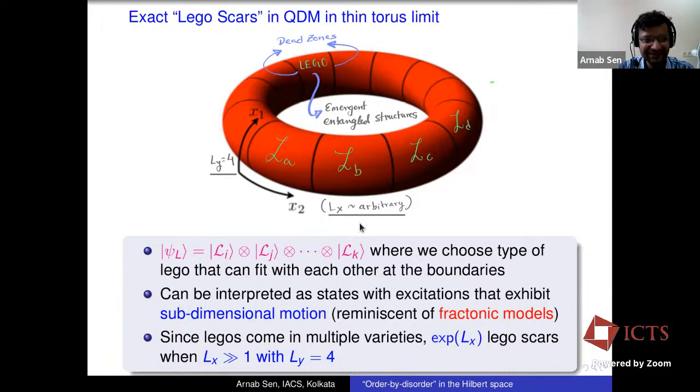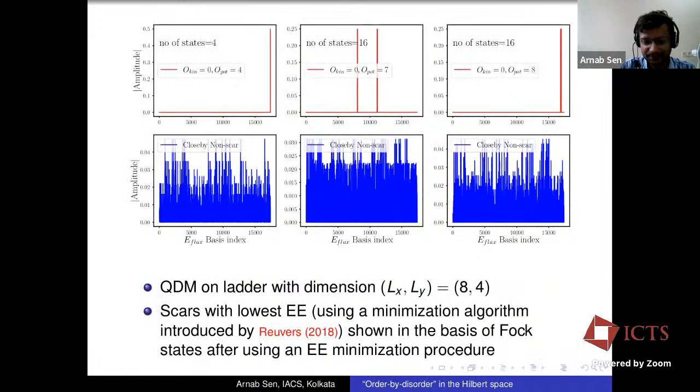And these Lego scars can be interpreted to be states which have excitations that exhibit subdimensional motion. In fact, they have some strong connections to fractonic theories, but I won't have the time to go into that now. What you can further show is that because these Legos come in multiple varieties, if you take a long torus, there is an exponential in Lx number of these Lego scars when Lx becomes large, which are all anomalous zero modes. Okay, good.